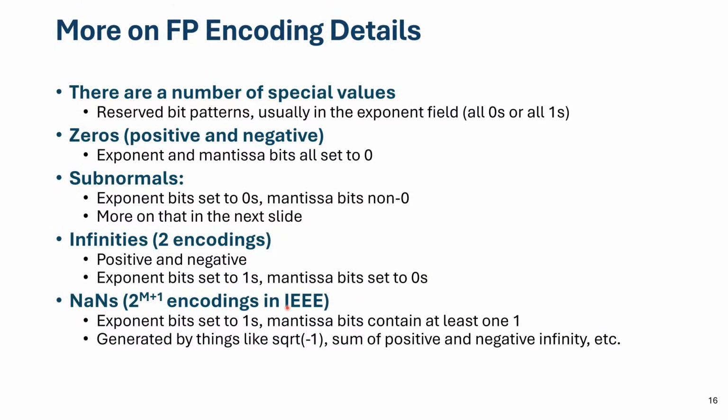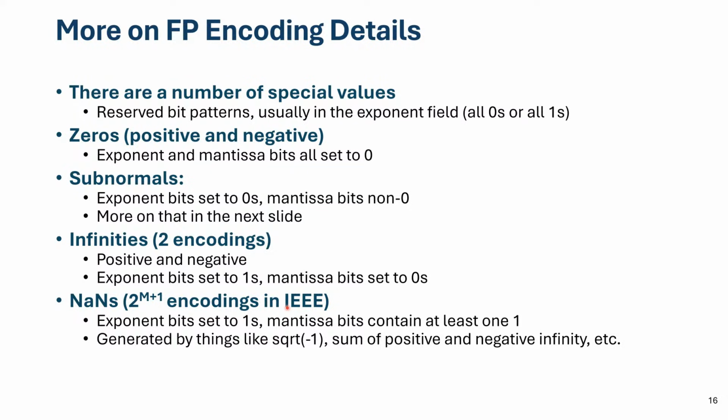And a few more details. That's where I'll get to special values. Integers usually don't have these. There are a number of special values, which are really reserved bit patterns, and those usually follow special exponent encodings, either all zeros or all ones. Zeros in IEEE have both positive and negative zeros. That just means all exponent and all mantissa bits are set to 0, and the sign bit makes it a positive or negative 0. You could view that as losing one sample, because you have 2 encodings for the same value, the same point on the real number line.